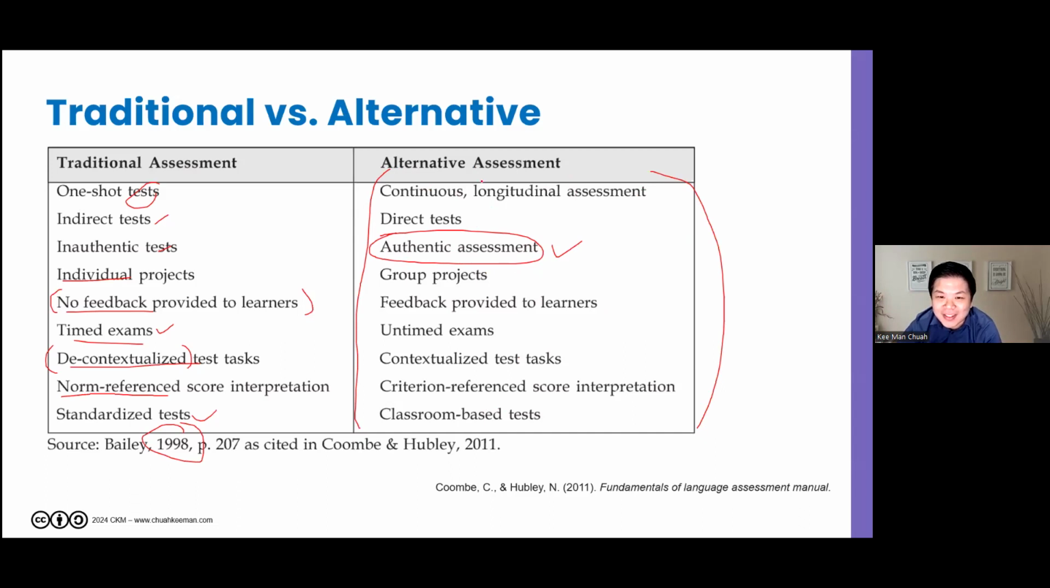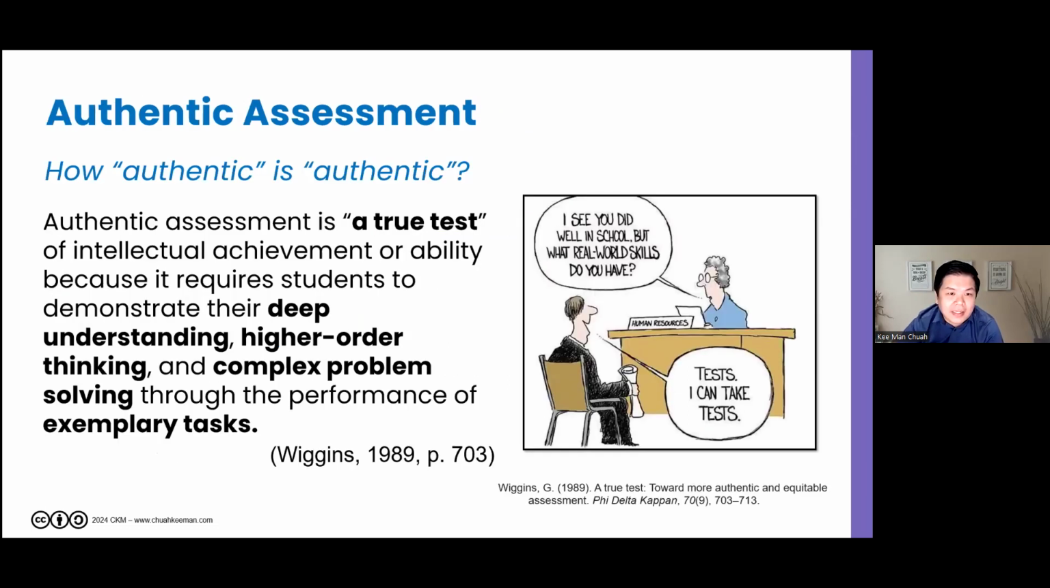This one, longitudinal, is a bit subjective. I don't think you have time. We have only 14 weeks of semester. We don't really have time for this. But if you're talking about postgraduate level and all that, maybe, right? But normally we don't get to have longitudinal assessment. Okay, let's go to authentic.